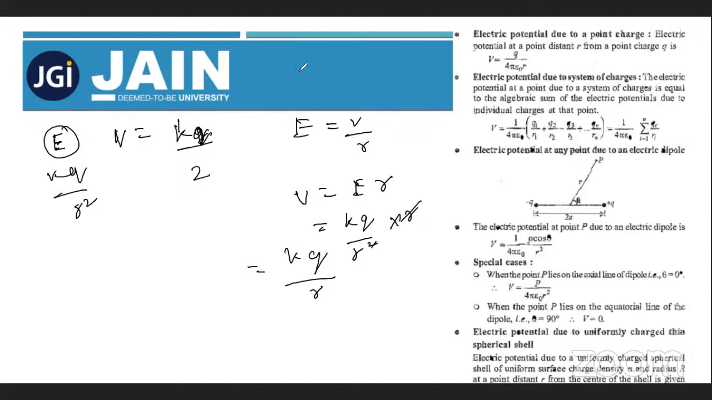As we said, we calculated electric field on the axial line and on the equatorial line. Like that only we can calculate the V also. For that, the common formula is this. Remember this, this is the common formula: V is equal to kp cos theta by r square. This is the general formula. Here if you substitute theta equal to 0, it's axial, and 90 degrees, equatorial.